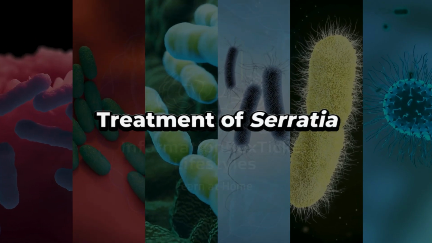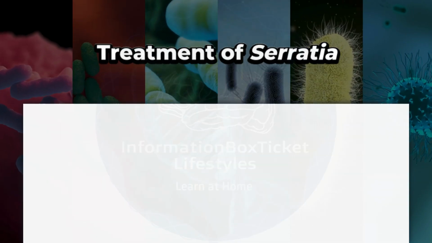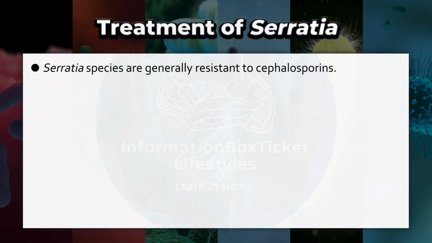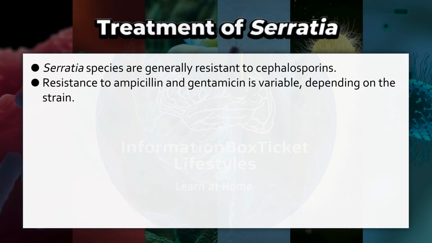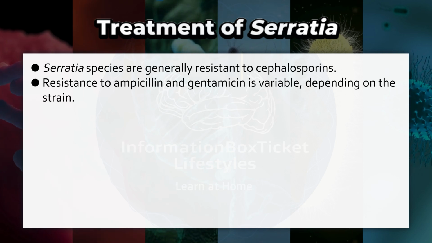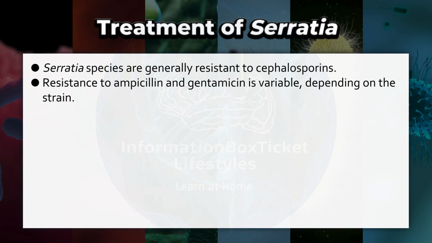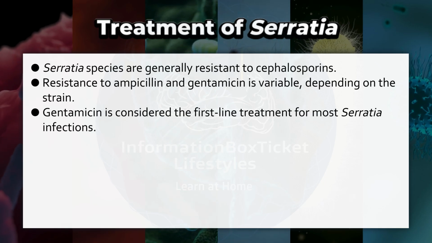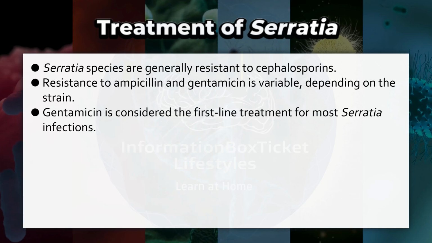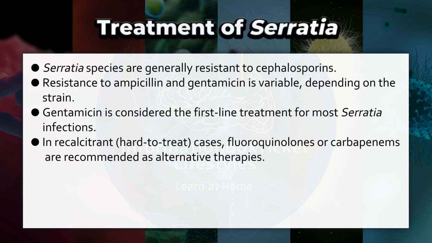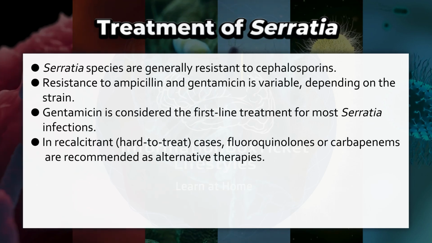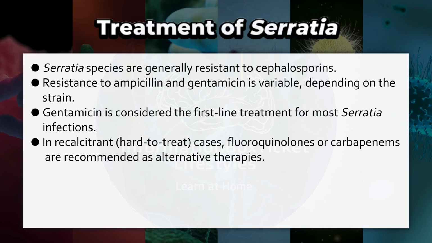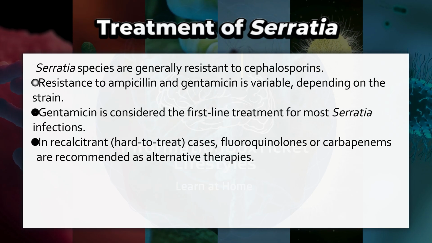Treatment of Serratia. Serratia species are generally resistant to cephalosporins. Resistance to ampicillin and gentamicin is variable, depending on the strain. Gentamicin is considered the first-line treatment for most Serratia infections. In recalcitrant, hard-to-treat cases, fluoroquinolones or carbapenems are recommended as alternative therapies.